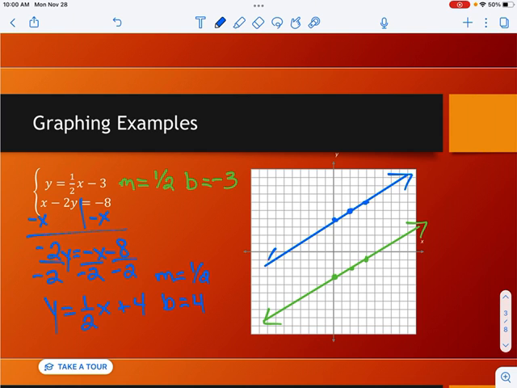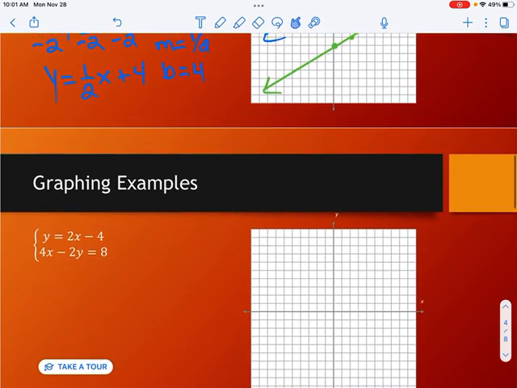And what do we notice? Those two lines are parallel. So if I said, what's your solution? This would be a no solution answer, meaning they are never going to cross. There is no ordered pair that satisfies both of those equations at the same time. Make sure that when you get this situation, you write no solution, because that is your answer.